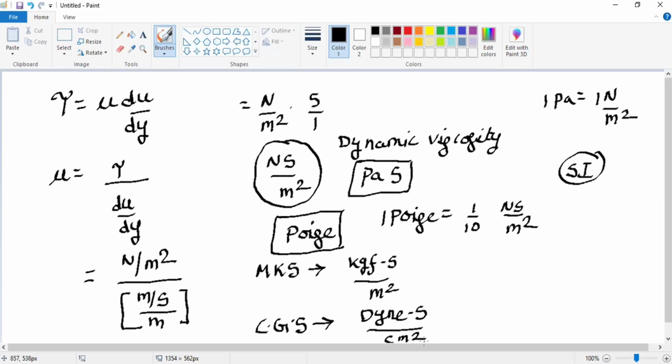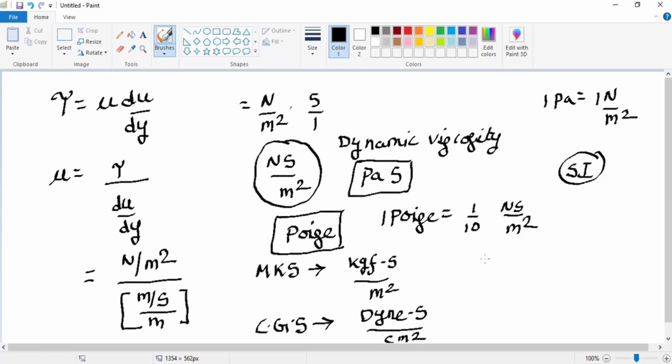Now we should know the dimensional formula for the dynamic viscosity. Okay, in the next video, we will discuss the dimensional formula and kinematic viscosity.